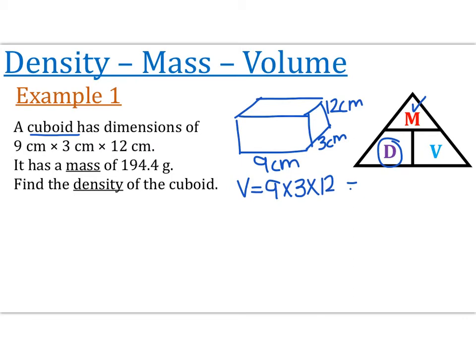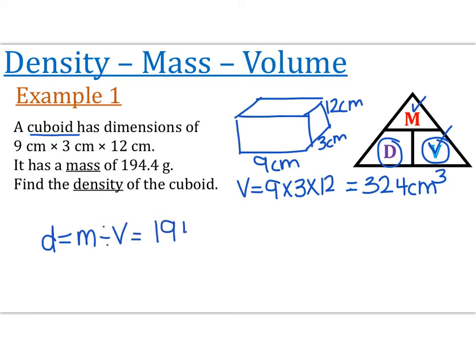All right, let's check that out. 9 times 3 times 12, the volume is 324 centimeters cubed. So now I have the volume and I have the mass. They want me to find the density, so I can go ahead and find it. Density is mass divided by volume, which is going to be 194.4 grams divided by 324 centimeters cubed.